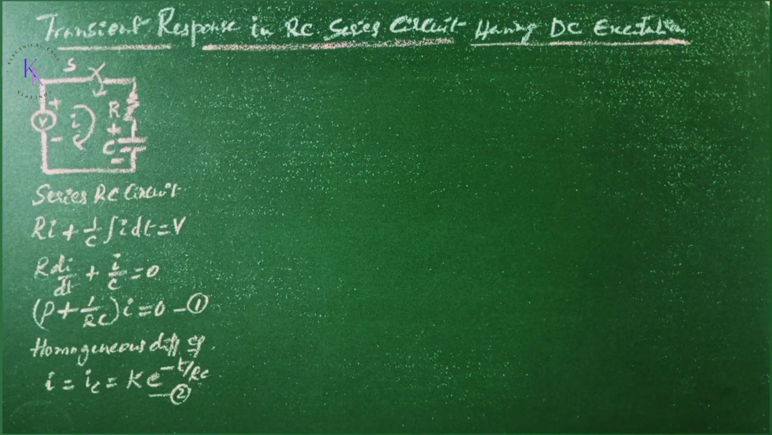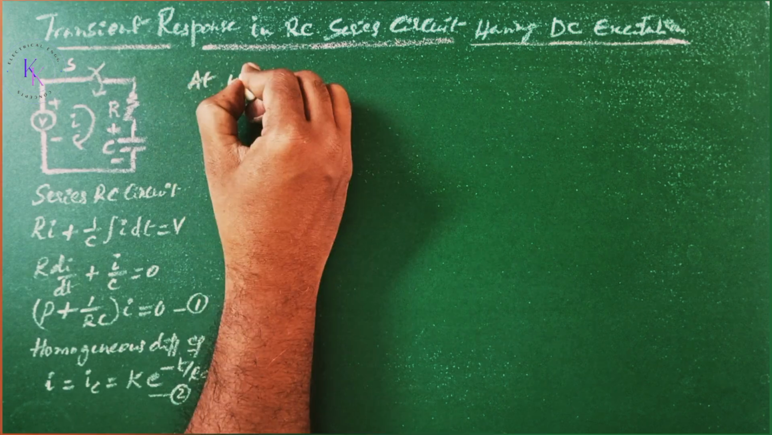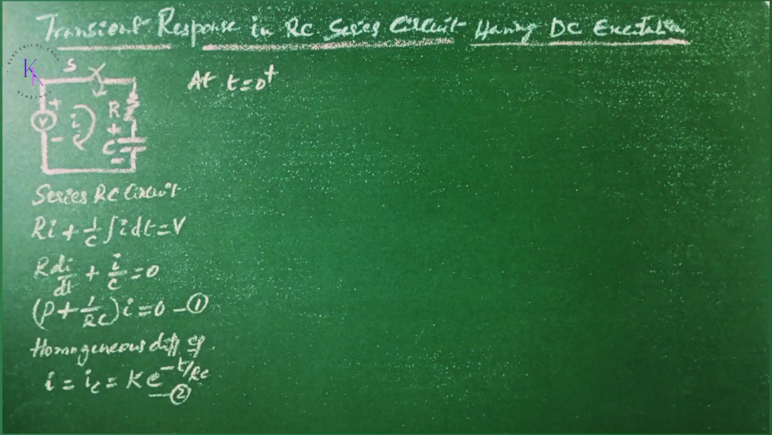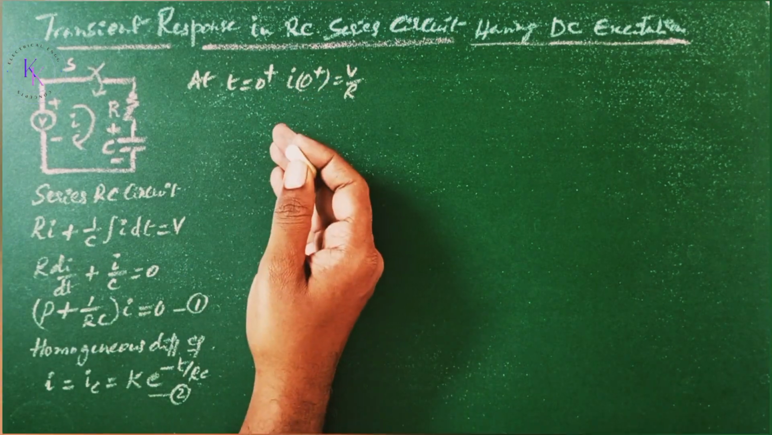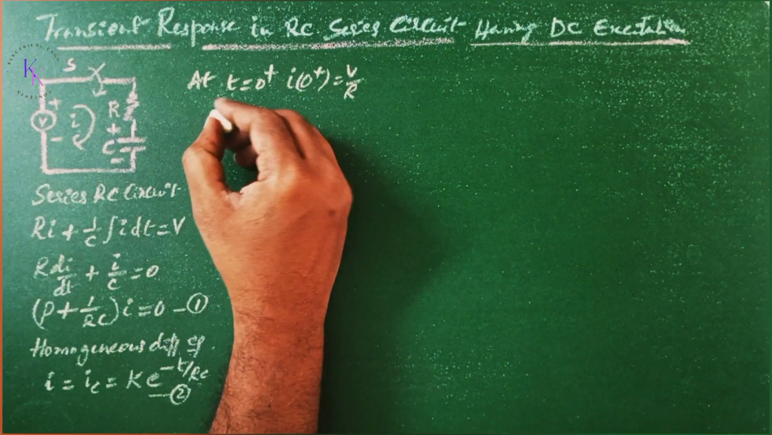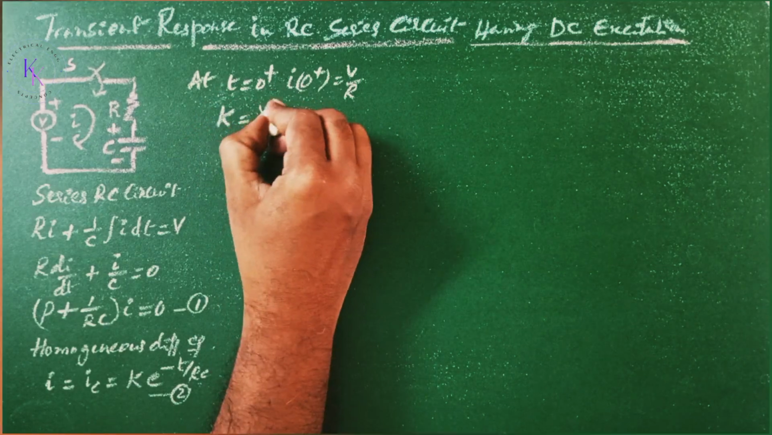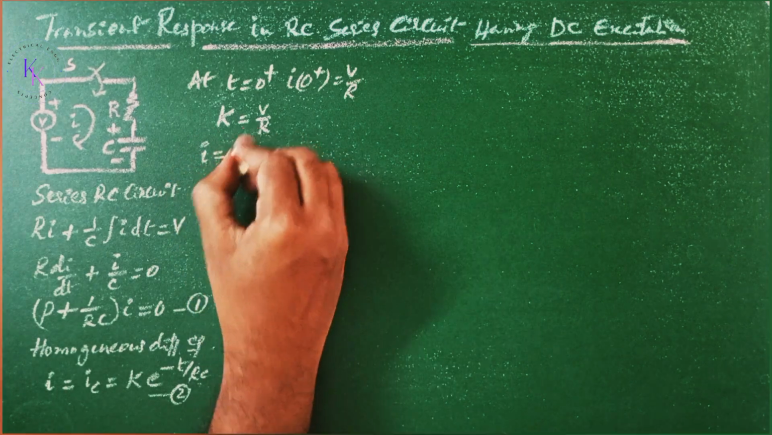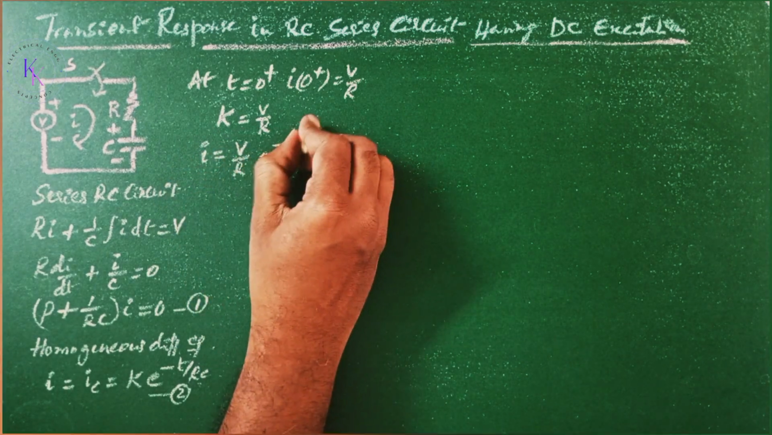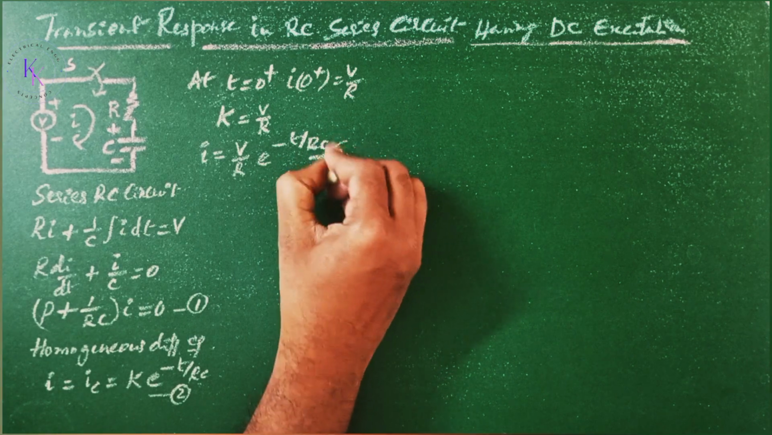With the application of voltage and assuming no initial charge on the capacitor, it will not produce any voltage across it, but acts as a short circuit, causing the circuit current to be V by R at t equals 0 plus. That is, i at 0 plus equals V by R. Now, substituting these initial conditions in equation number 2, we get K equals V by R. Finally, the current i equals V by R e to the power of minus t by RC. That is equation number 3.